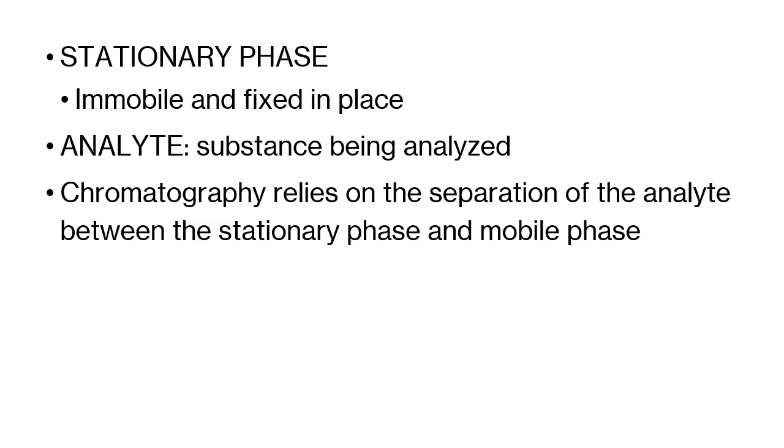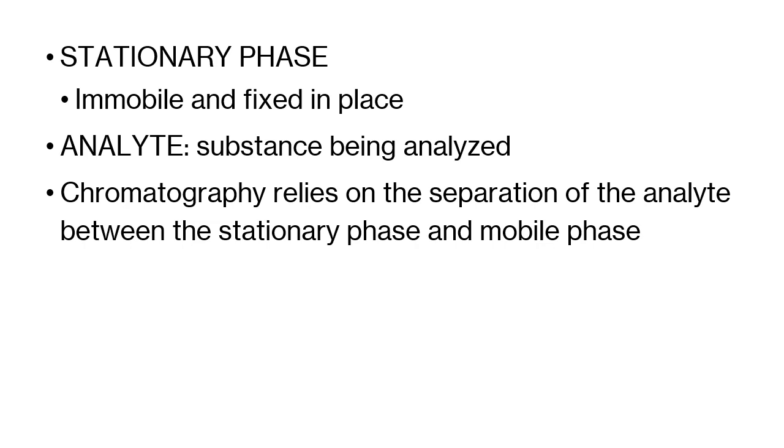Your analyte is the substance that is being analyzed. In the experiment we performed, the analytes that we used are actually five amino acids. In paper chromatography, we use cellulose as the stationary phase, which is your filter paper, and this filter paper is made up mostly of cellulose fibers.